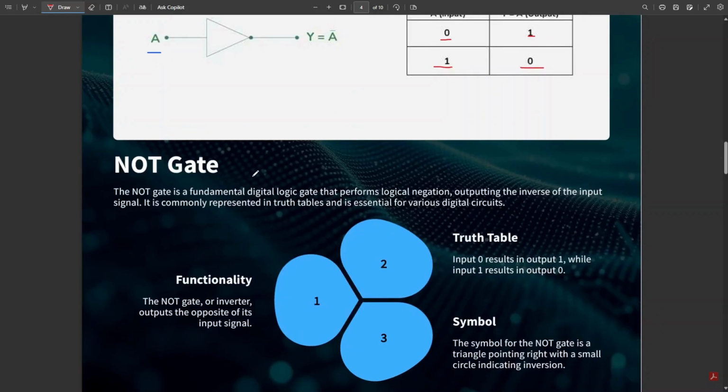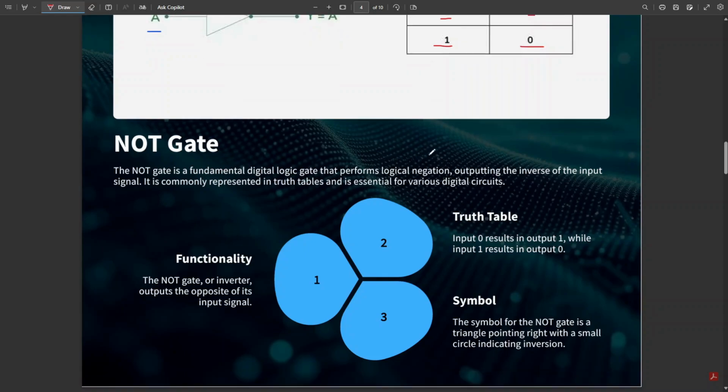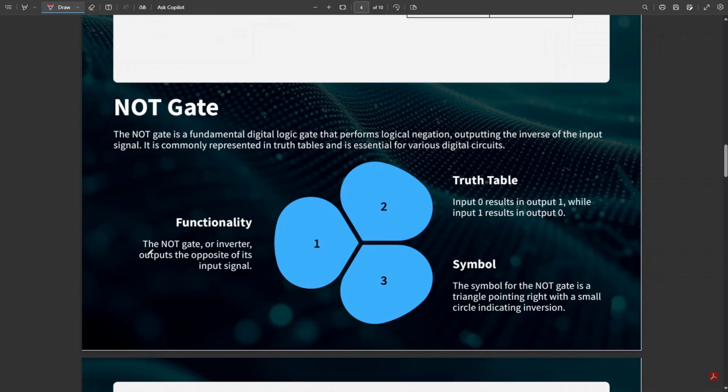The NOT gate is a fundamental digital logic gate that performs logical negation, just like we discussed above, outputting the inverse of the input signal. It is commonly represented in the truth table, and it is essential for various digital logic circuits. So functionality: the NOT gate, or inverter, in other words, outputs the opposite of its input signal, right? Like we discussed, and we actually saw the truth table.